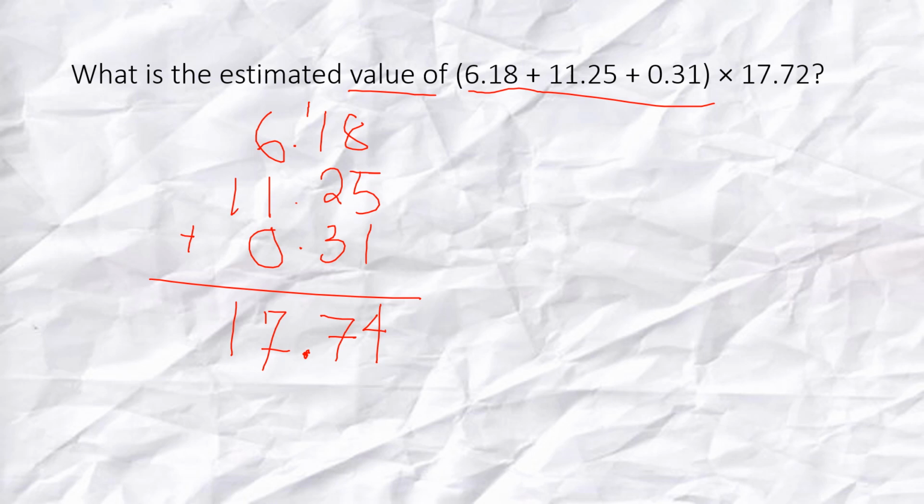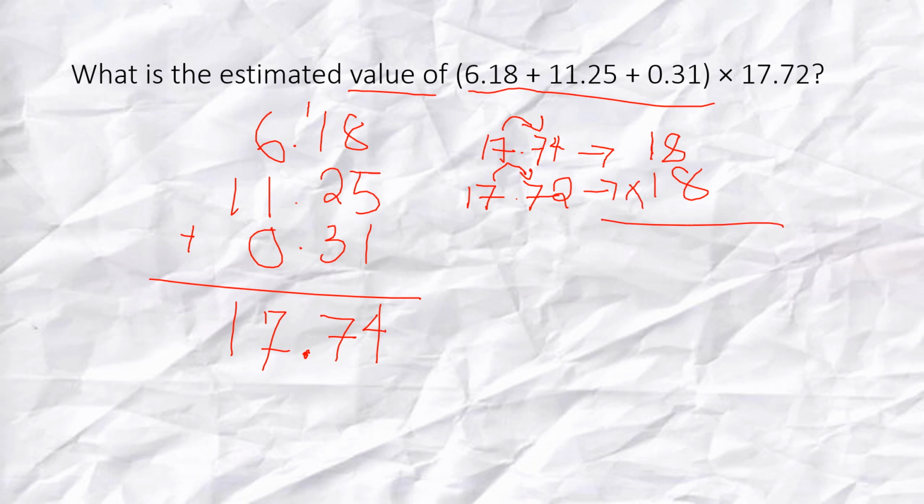After that, we need to round off 17.74 and 17.72 to the nearest whole number. So 17.74 here will become 18, while 17.72 will also become 18 because the number beside our whole numbers is 7. So therefore, we need to round up. Now, we can multiply the two factors.